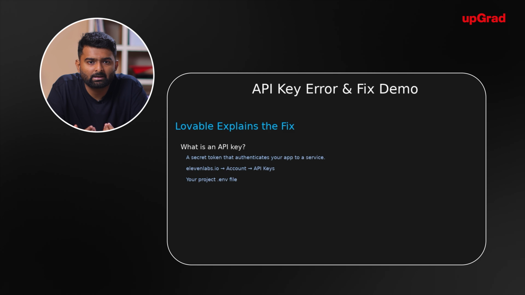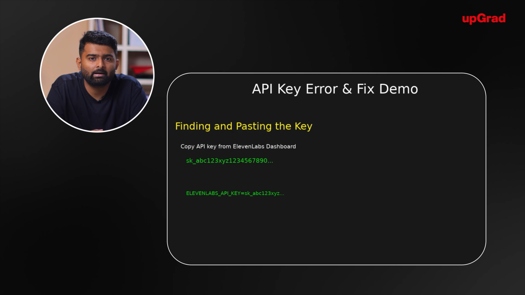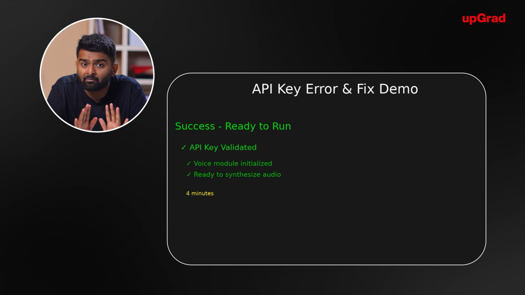The first attempt fails. The error mentions an application programming interface key. Lovable explains in 3 sentences what an API key is, where to get the ElevenLabs key, and where to paste it. 4 minutes later, it's fixed.